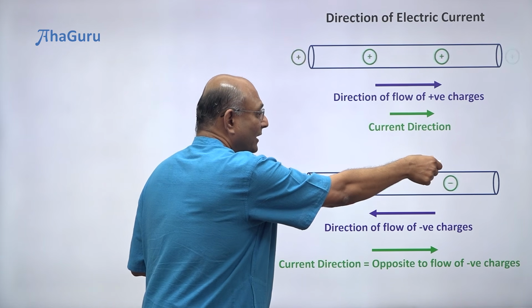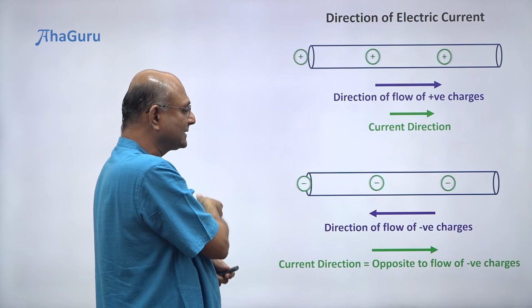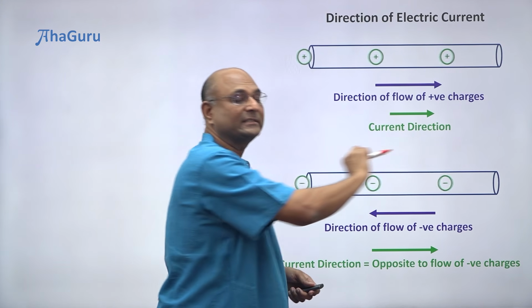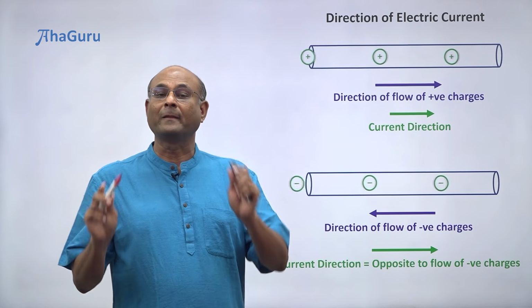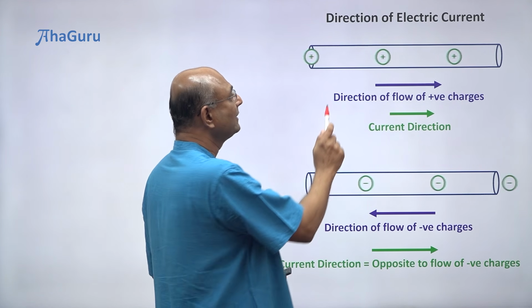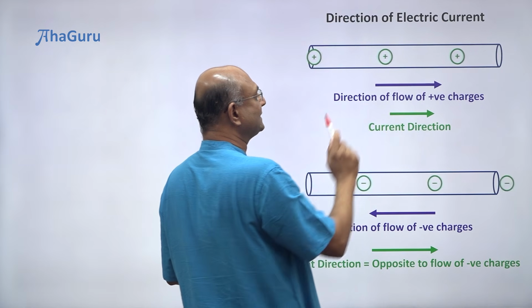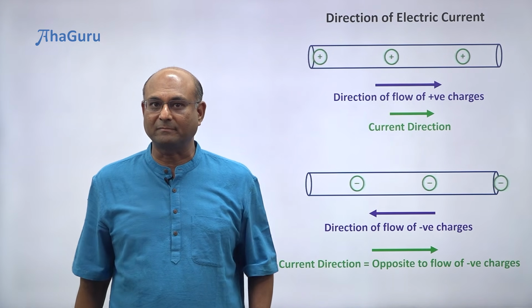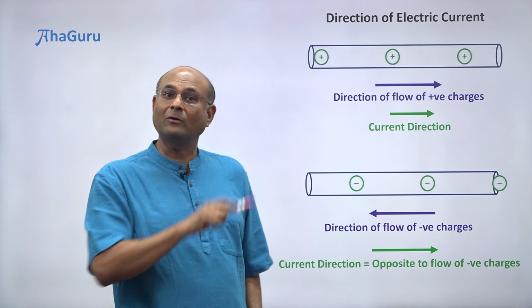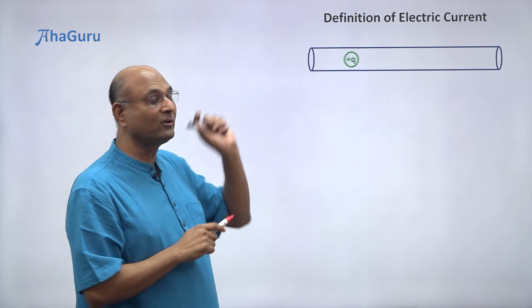So the flow is the flow of negative charges, and the current direction is that way, which is opposite to the flow of negative charges. We will still use the definition that the direction of flow of positive charges is the current direction. Is that understood? Let us now look at the proper definition of current.